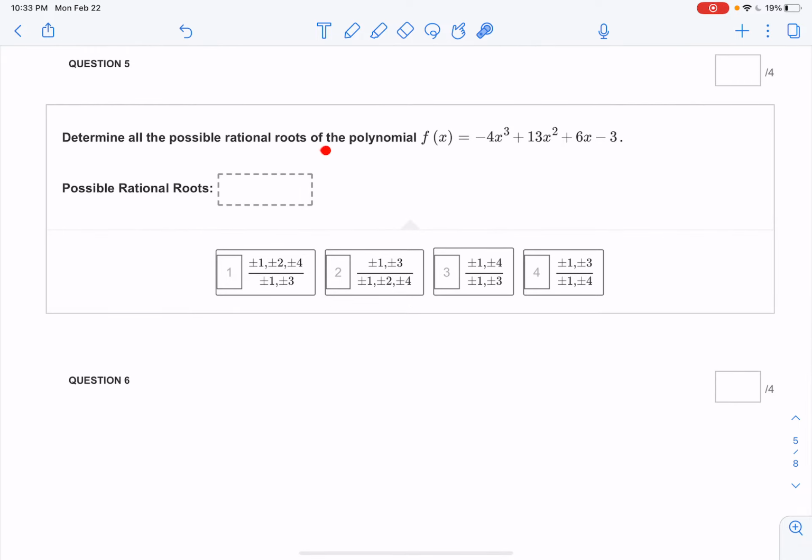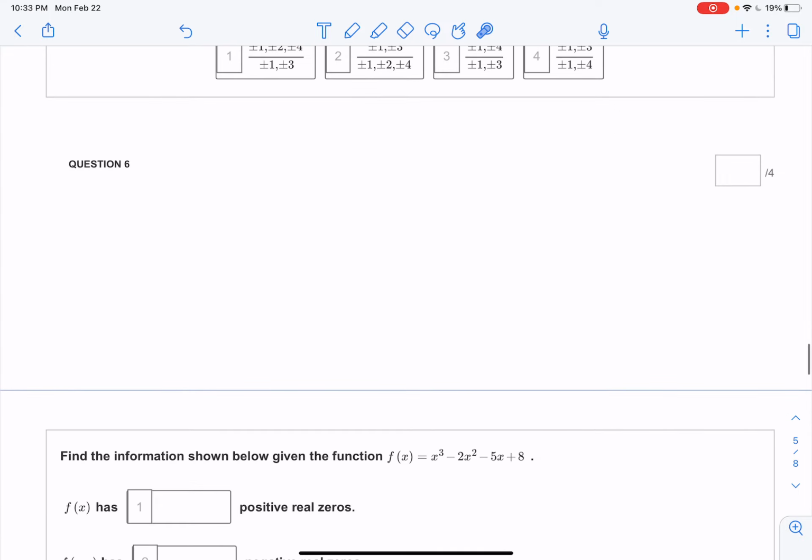Determine all the possible rational roots. Okay, so you have to do p over q. Use the correct p and which one is the q. Okay, so pick the right one using p over q.